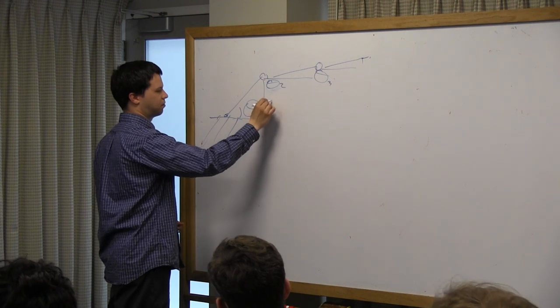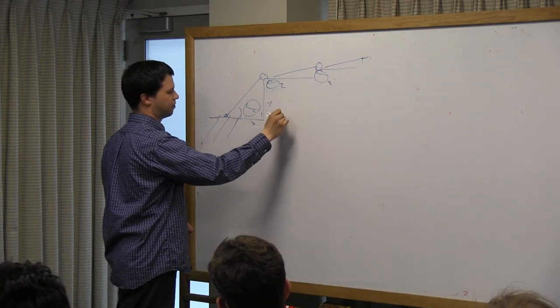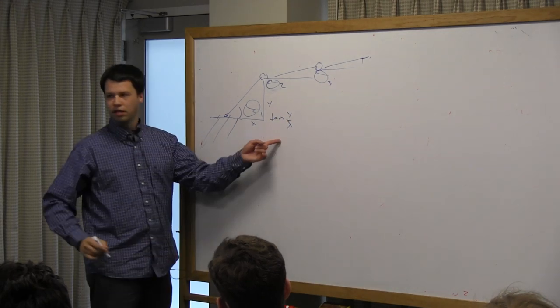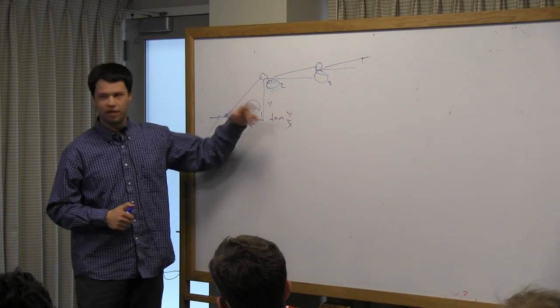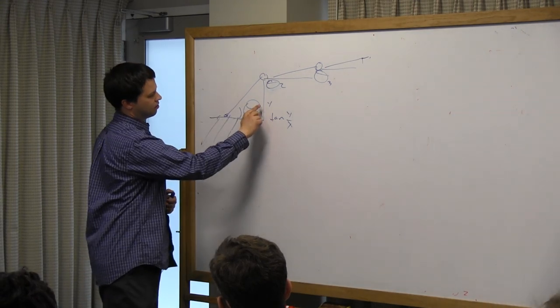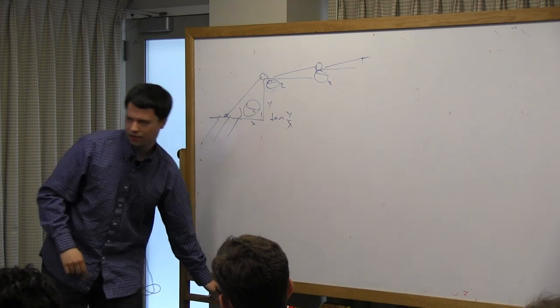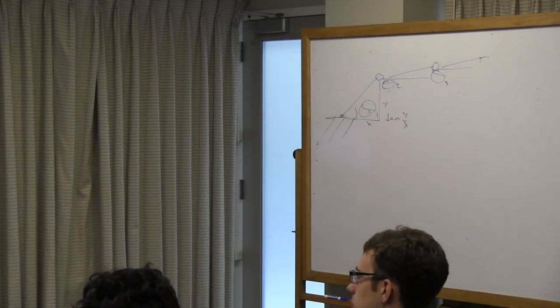If this is x, this is y. The angle here is arctan of y over x, right? So the actual position is just tan of this times x. Anyway, I think you understand. It would be cosine for x, and sine for y against the height.